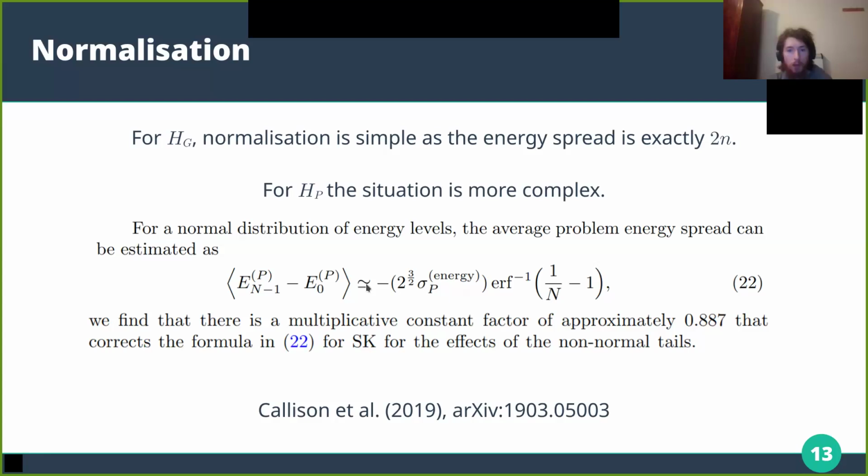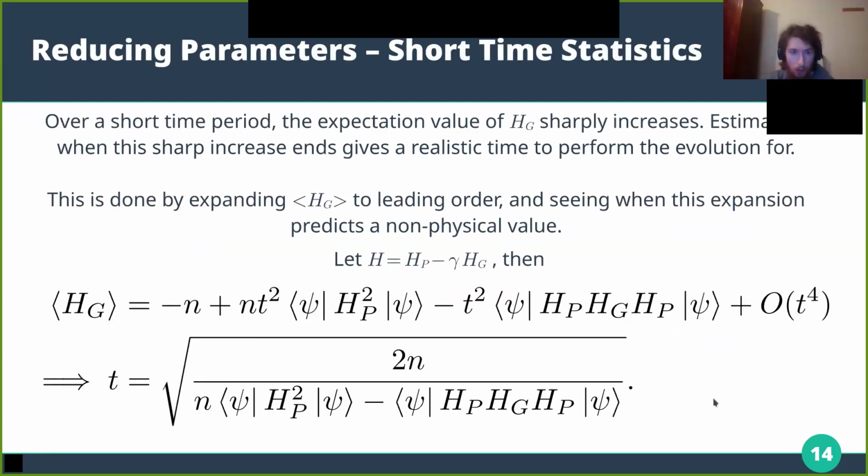Again, in Adam Callison's paper, he had this expression to estimate the average. This essentially comes from assuming the energy levels are distributed as a normal distribution, and then we use extreme value statistics to estimate what the largest one should be. Then you multiply by 2 because the smallest one should be the same magnitude but negative. However, there's a multiplicative factor of 0.887 that he introduces to correct for the fact that the distribution isn't normal. However, in my work, it seems that this is a small scale effect that disappears for larger problems, so I don't use this extra factor. One of the advantages of this method is that it's not too sensitive to the choices of parameters, so the difference between the two isn't really noticeable.